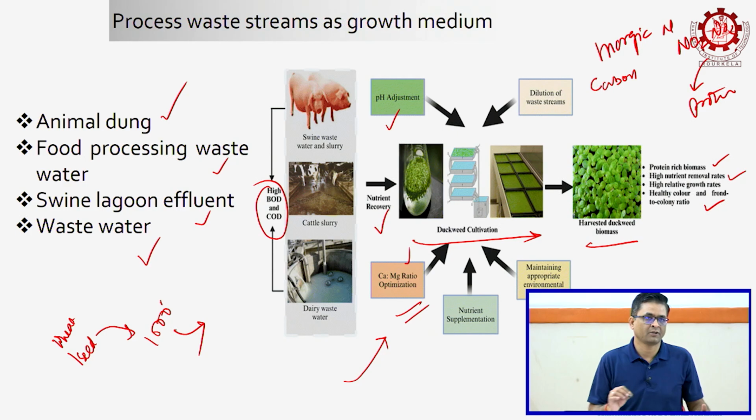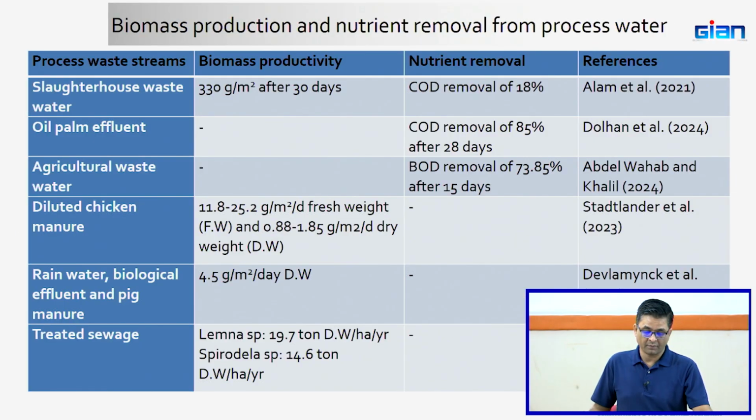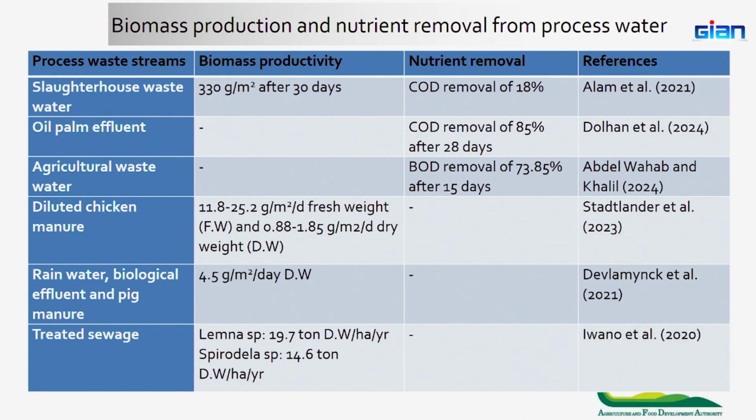Is it complicated to grow duckweed? It's very straightforward, right? So if you see how much duckweed can remove or can be produced: slaughterhouse wastewater, that is animal abattoir, 330 grams per square meter after 30 days. This is dry mass. Oil palm effluent, just depending upon what is reported in different studies.